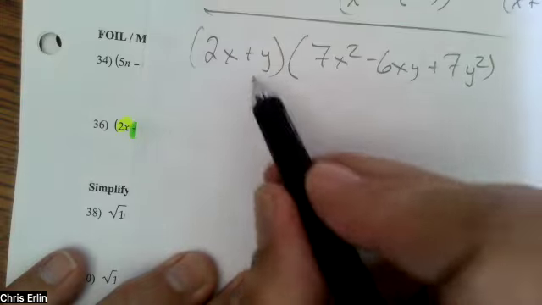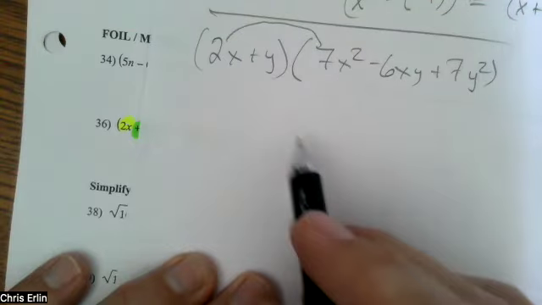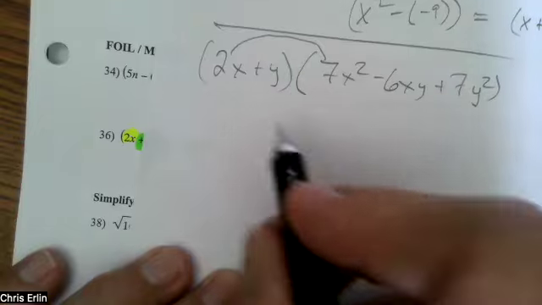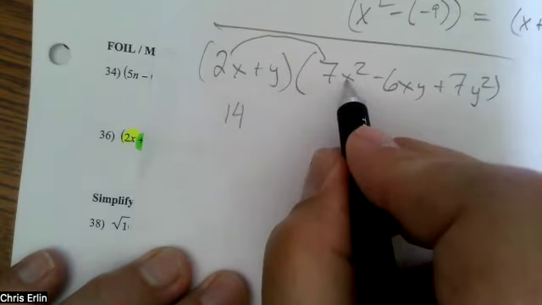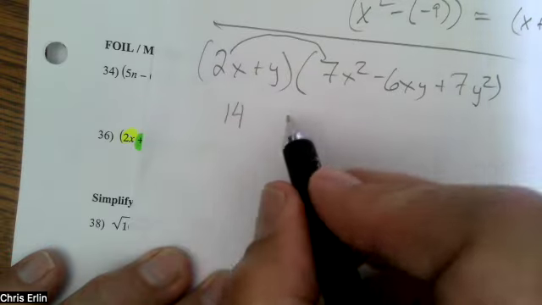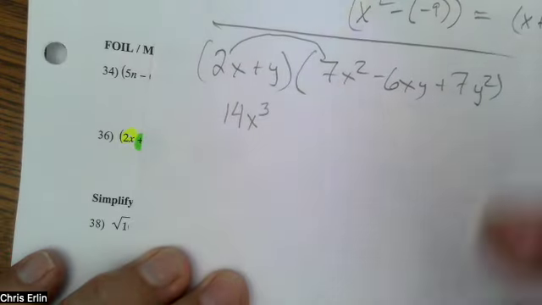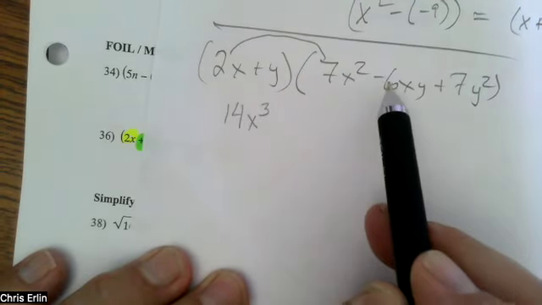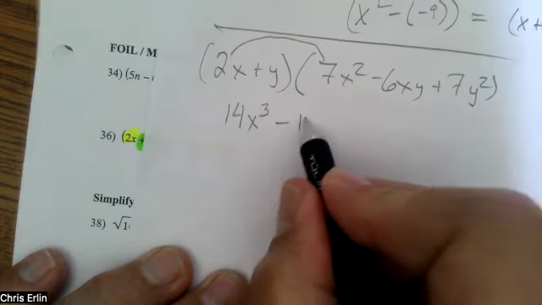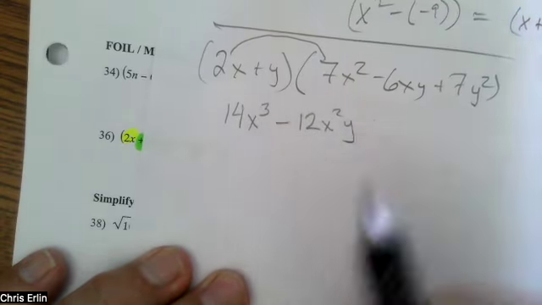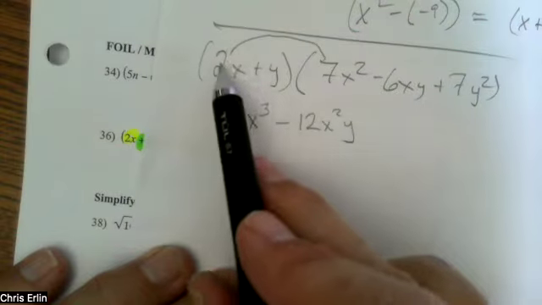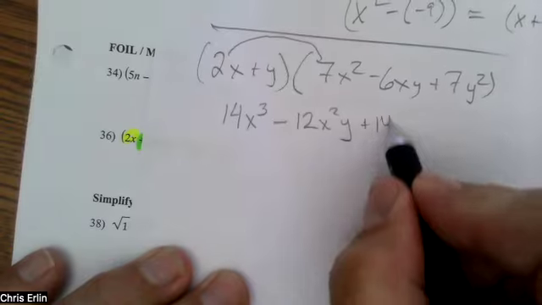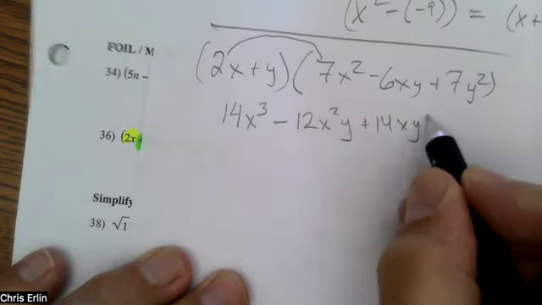Okay, so first I'll do the 2x, the first terms. 2x times 7x squared. The constants multiply together, giving me 14. Now the x's multiply together. X to the first times x to the second is x to the third. Now I'm going to keep going with this 2x. I'll do the 2x times negative 6xy. That's negative 12 x squared y. Then I'll do the 2x times the last term, plus 14 xy squared.